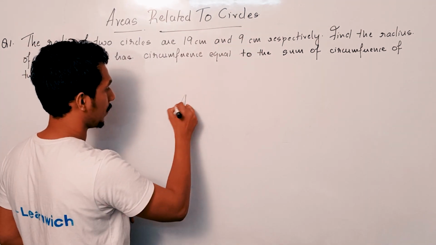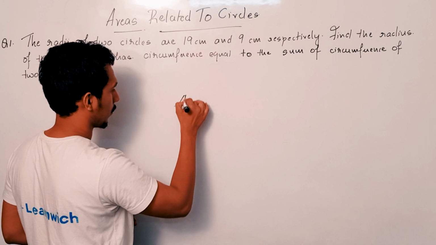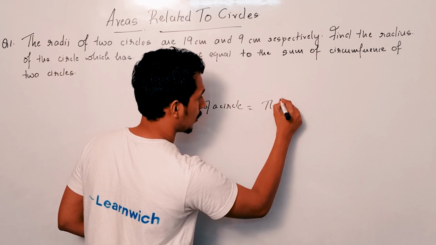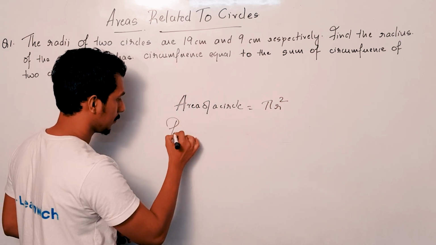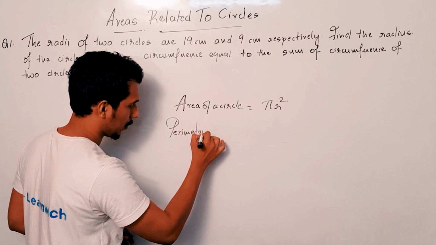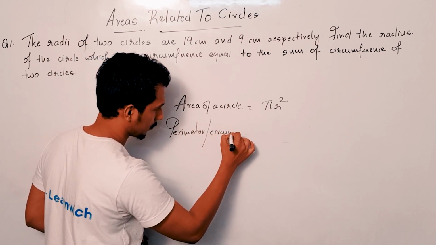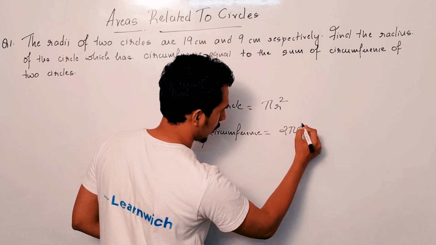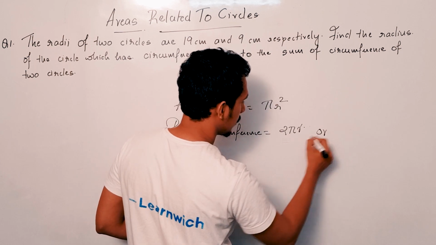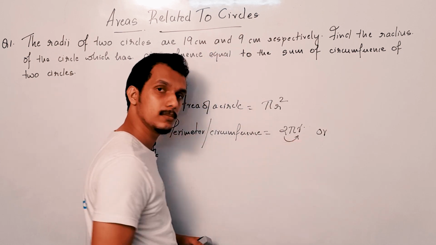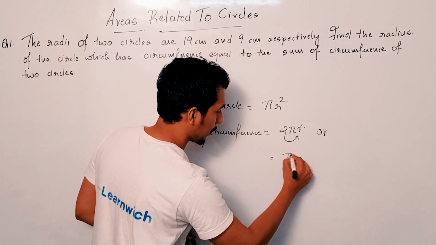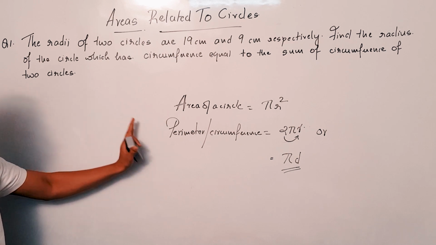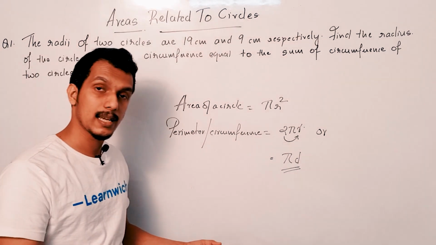One is the area of a circle. The area of a circle whose radius is given is pi r square. Then we have perimeter, also called circumference, which is 2 pi r, or you can write it as pi times 2r. What is 2r? It is the diameter, no? So you can write perimeter as pi d. Okay, 2 pi r or pi d. These are the two formulas we would need to start with our exercise number 1.